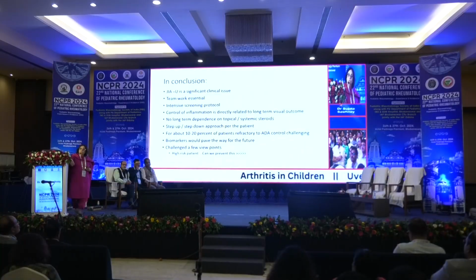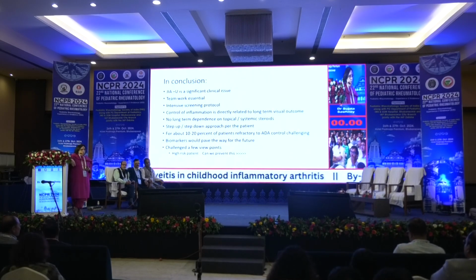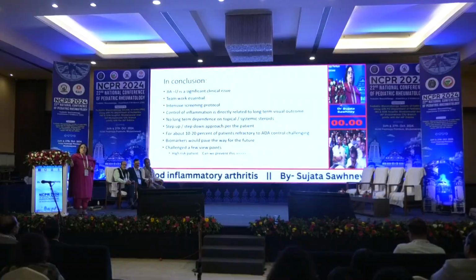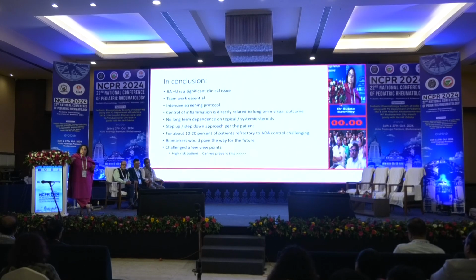Teamwork is extremely essential. Intensive screening, especially in the first few years, is critical. The control of inflammation directly guides long-term visual outcome. We should not be dependent on topical steroids, and we've tried to challenge a few old dogmas, that is, that uveitis and arthritis don't go together. If the patient has a late arthritis flare, they can definitely have a uveitis flare. Should oligo patients with only knee disease be treated with intra-articular steroid? Maybe we are doing wrong by them. So thank you so much.